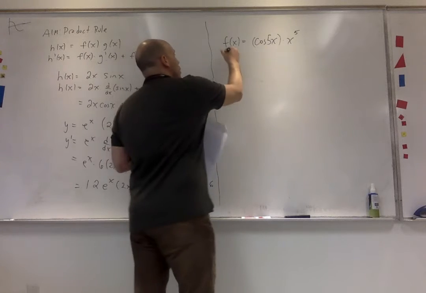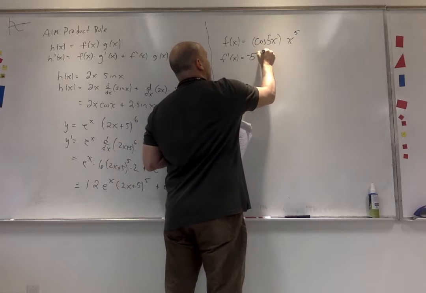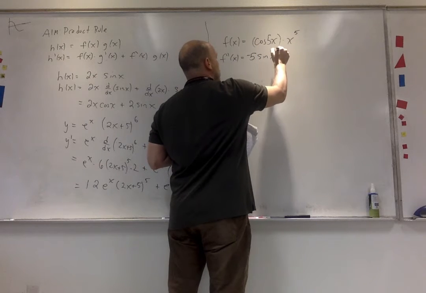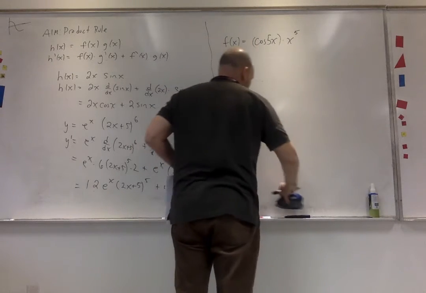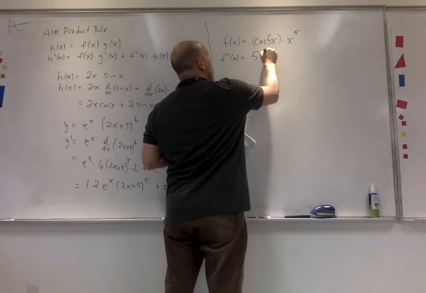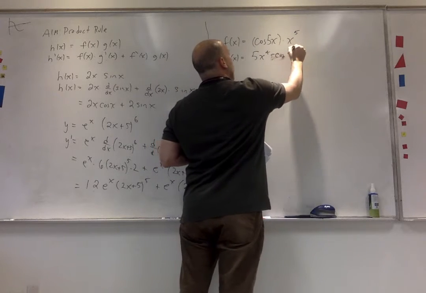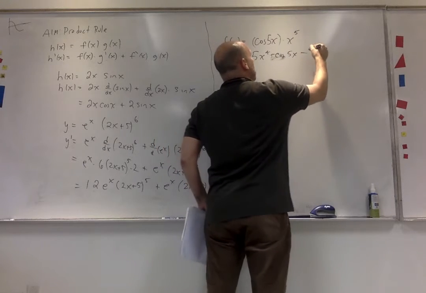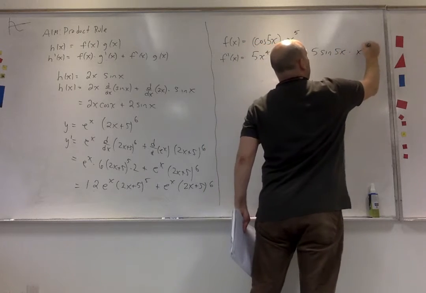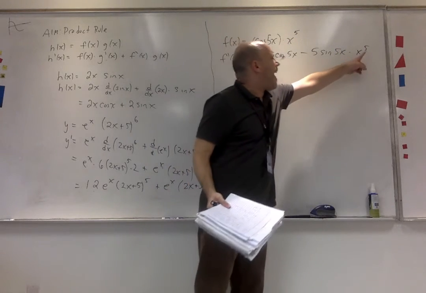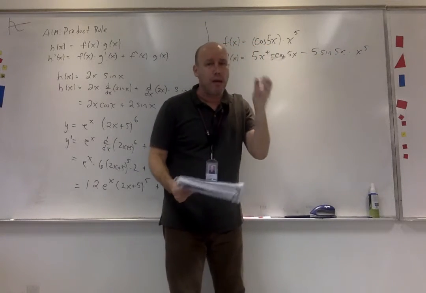Okay, we're back. So f prime of x is equal to negative 5 sine x. Actually, let me keep to the rule I told you to do. So we're going to keep the first, derivative of the second. So it's 5x to the 4th cosine 5x minus 5 sine 5x times x to the 5th. You'll probably want to put the x to the 5th in front so it doesn't get mixed up here. It's just a visual thing.